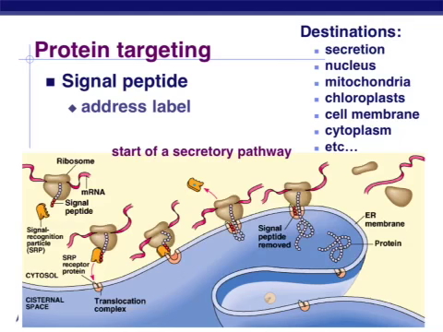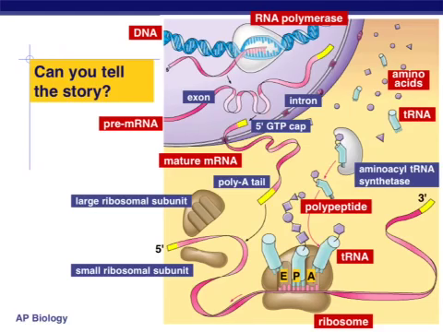It's its little address label. Send me to the nucleus. Send me to a liver cell. Send me to the mitochondria. So that's the entire thing, the entire story, starting with transcription all the way through translation. So let's see if we can go through it.